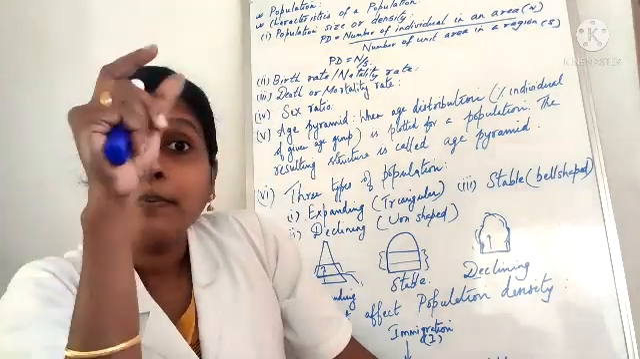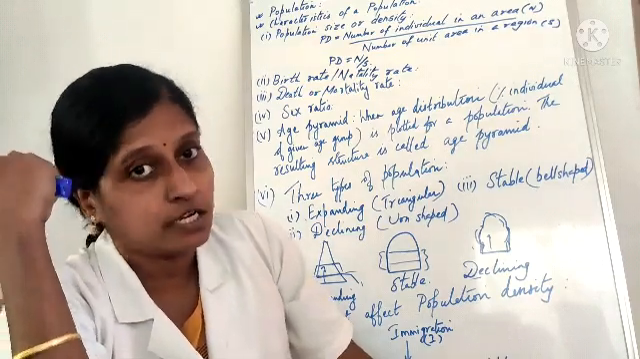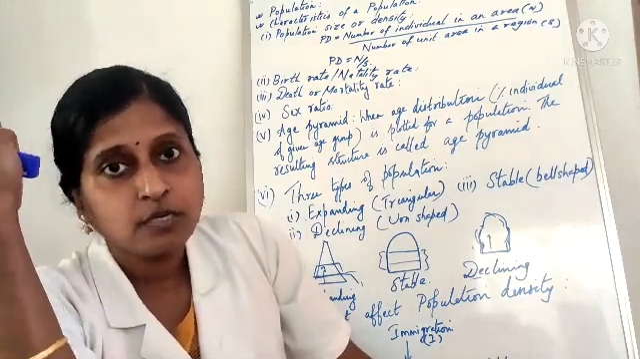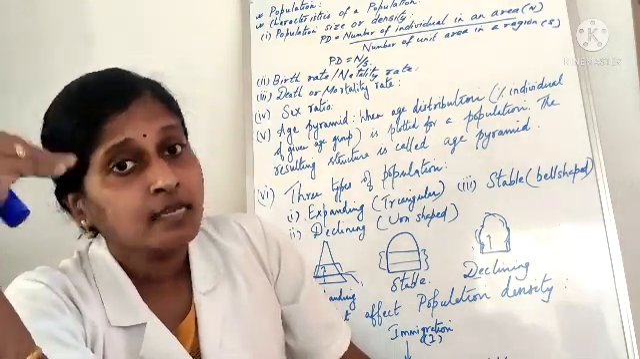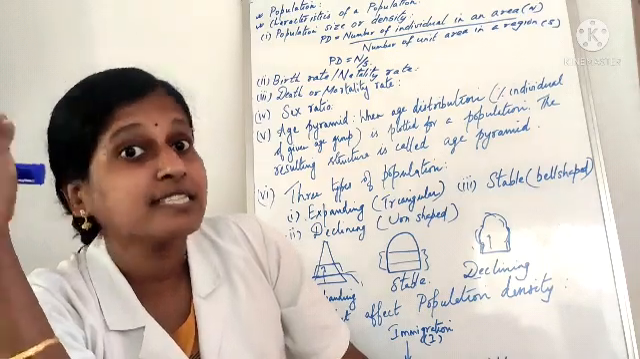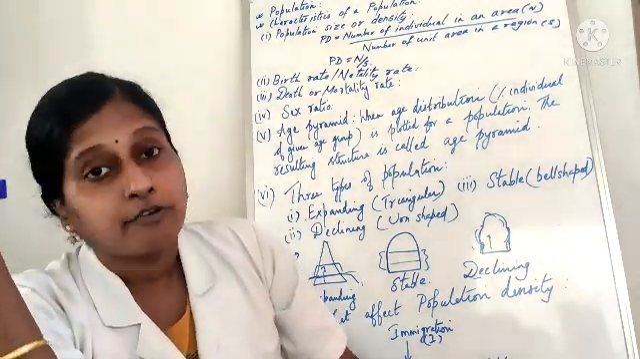Okay. So the number of females per 1000 males is called what? Sex ratio. Usually it should be 1:1. In some cases you can find the boys are more and the girls are less. In some places girls are more and boys are less, but that is very rare. Okay. So this is regarding your sex ratio.